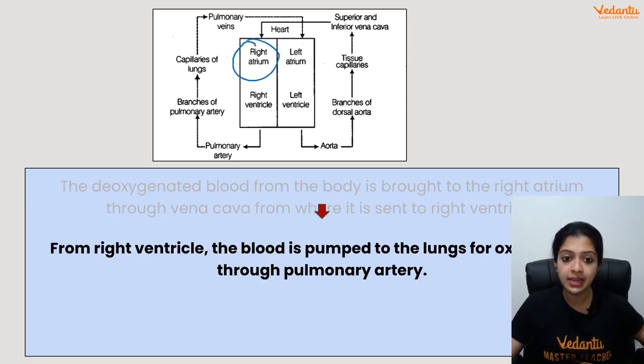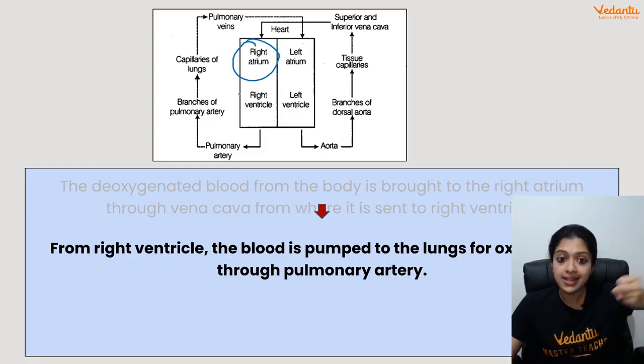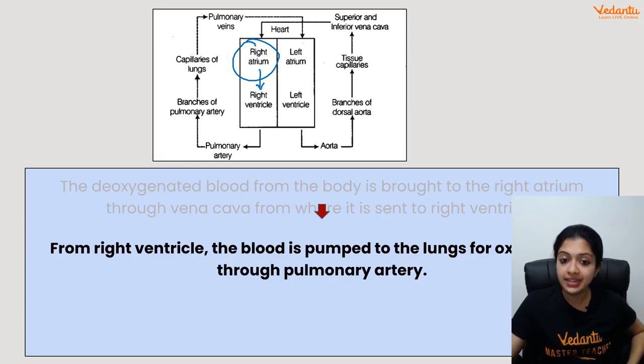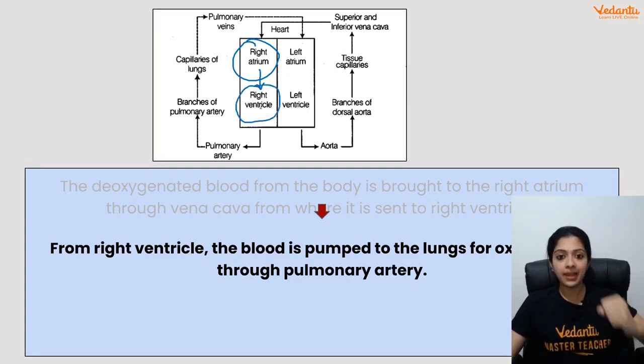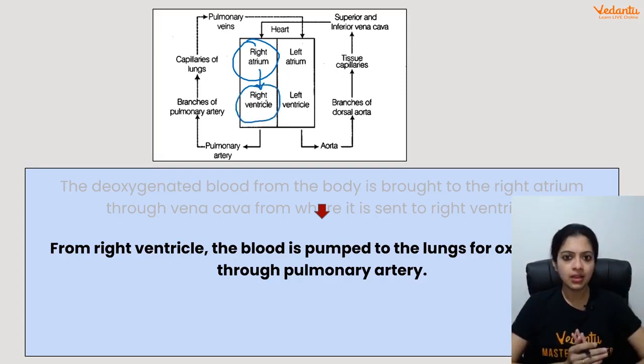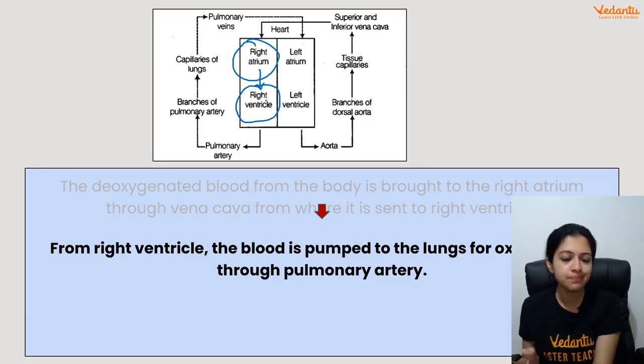In your right atrium, deoxygenated blood has been filled up. When the atria contract, that blood passes on to the right ventricle. And when the ventricles contract, this blood passes out from the heart. But because it's deoxygenated blood, it can't be pumped again to the rest of the body, right? It has to take the help of its best friend, which is the lungs.